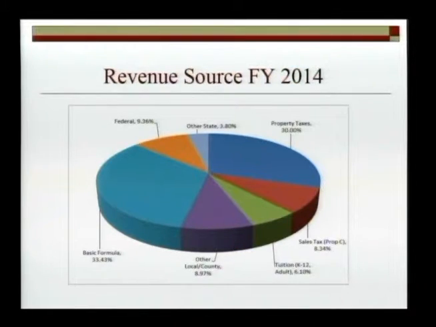Our budget for fiscal year 14, again, as I had mentioned, the basic formula is the single largest funding source at 33.4% of our operating revenue, and property taxes are 30%. The Prop C money that we receive, which is the statewide sales tax, is about 8.3%.